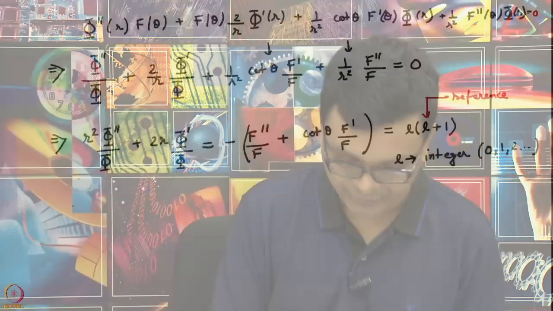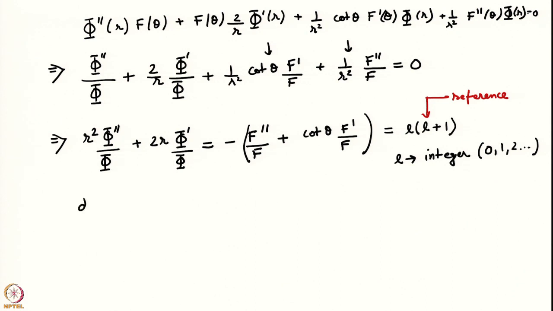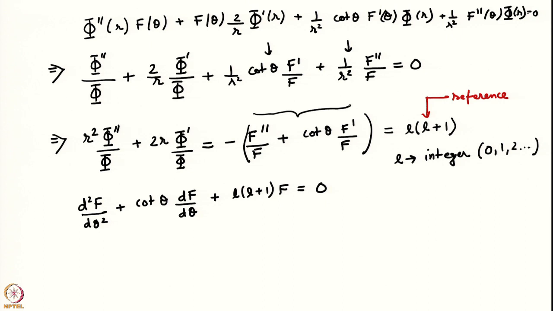Okay, so now notice that the separation constant is positive and has been chosen to be of a particular form. Let us work out the consequences for capital F. So this implies that d square F by d theta square plus cot theta into dF by d theta plus L into L plus 1 into F is equal to 0. That is the part that I get by equating the F part to the separation constant. This gives me a differential equation for capital F. Now this equation is actually a well-known equation. I'll change it to a standard form and then tell you the name of the equation.